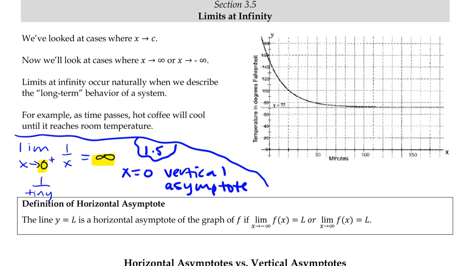Today, what we're going to look at is horizontal asymptotes. So here's an example up above. Before, we looked at x going to c. Now today we're going to look at x goes to positive or negative infinity. I like to think of these as, what happens over time? So in this example, as time passes, hot coffee will cool until it reaches room temperature. For those of you who are coffee drinkers, I love my coffee super hot. So after like 10 minutes, it's almost too cold for me to drink already. You can see here it starts out hot, and as time goes on, it's going to level off until it gets to room temperature.